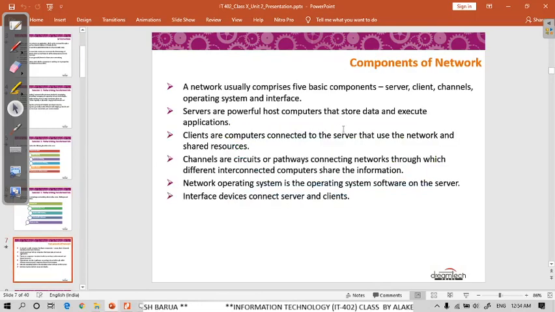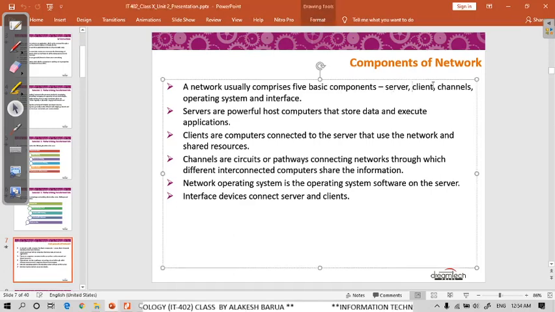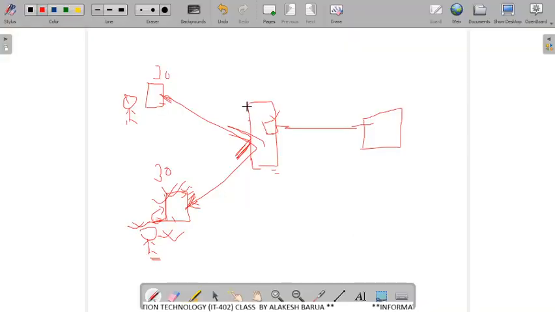Then let's go to the next components of a network. Okay, so what are the basic components of a network? The network usually comprises 5 basic components: server, client, channels, operating system, and interface. Now, what is a server, what is a client, what is a channel, what is an operating system, and what is an interface? So remember, all this time I have been drawing a big computer and the small computers here.